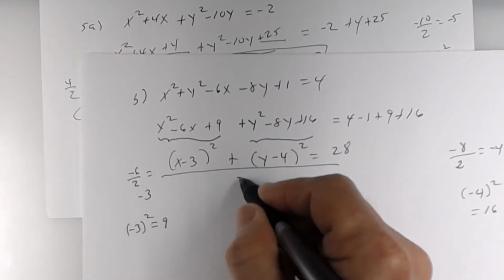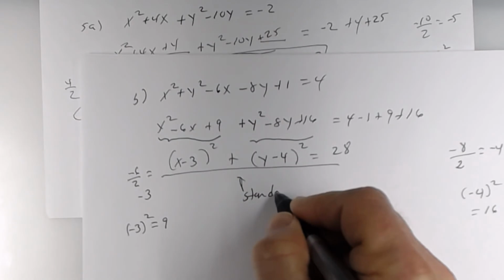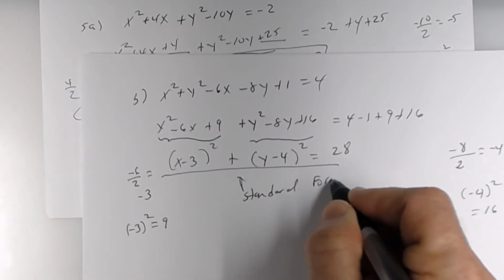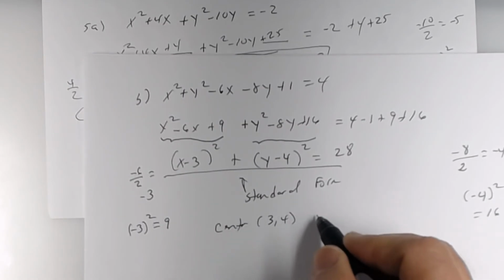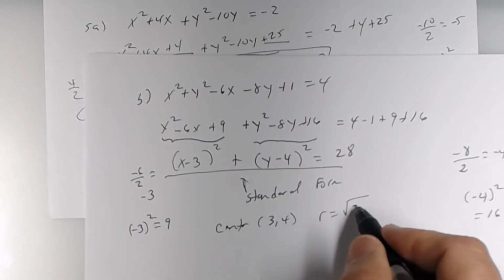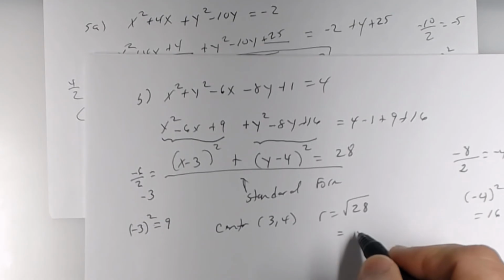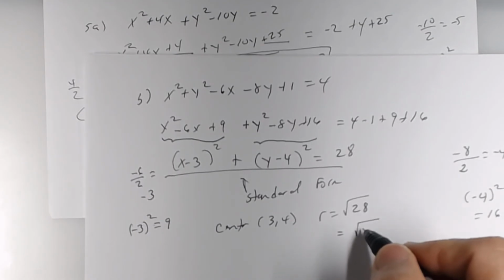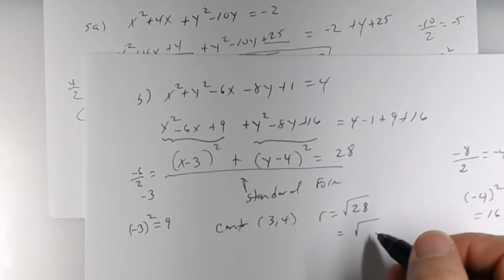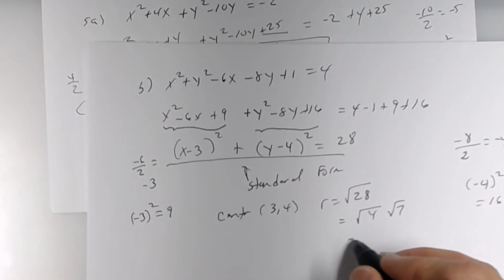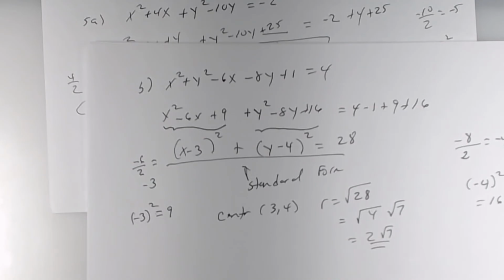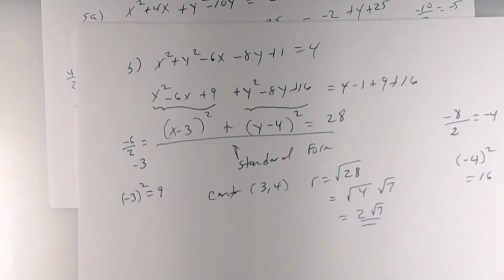So that's standard form now. So you can tell me the center. What's the center? 3, 4. The radius is the square root of 28, which when simplified, so the largest perfect square that goes into 28 is 4. So square root 4 times square root of 7. So that's 2 square root of 7. That's your radius. Okay? Let's quickly do one more.